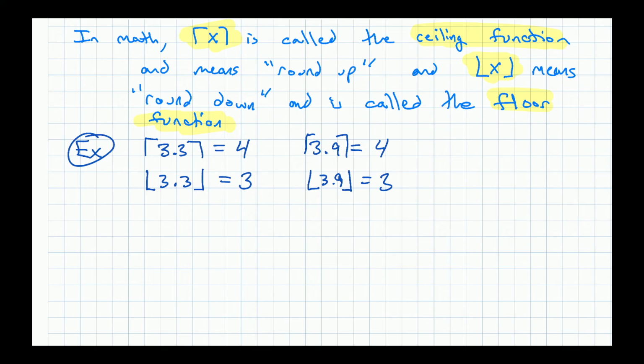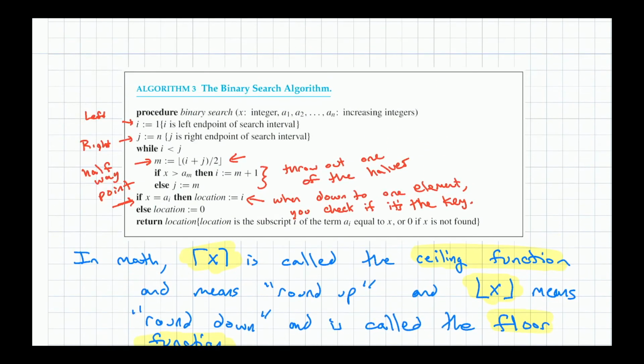If you have an actual integer, so like if I do like ceiling of 7, round up, well, you round up to the nearest integer. So ceiling of 7 is still 7, and floor of 7 is still 7. Okay, so that's how the floor function and the ceiling function work. Ceiling is round up, floor is round down. And that is what is used right here. So this is a floor function.